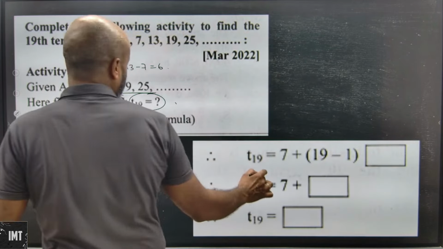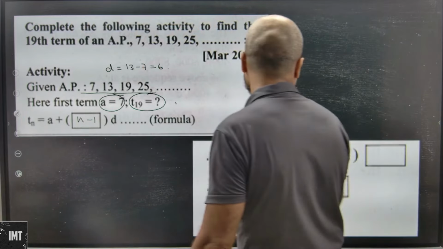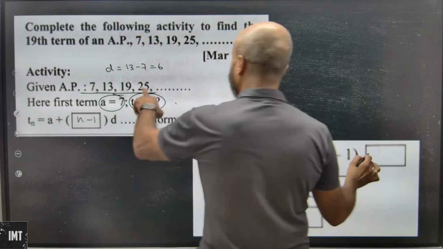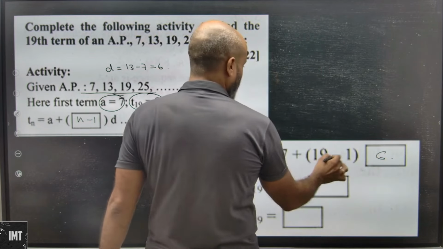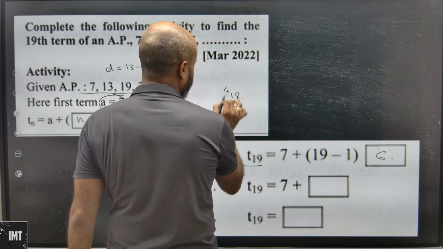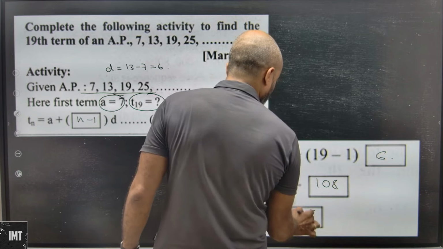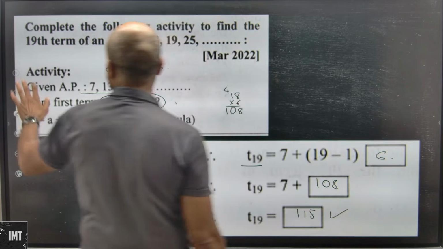Okay, so let's look at this. T19 is 7 plus 19 minus 1 into D. What will be the value of D here? Obviously 6. So 18 into 6: 8 sixes are 48, 6 ones are 6 plus 4 is 10, so 108. 108 plus 7 is 115. So this will be the value of T19.